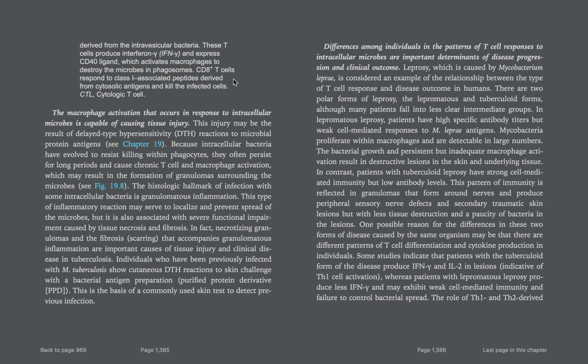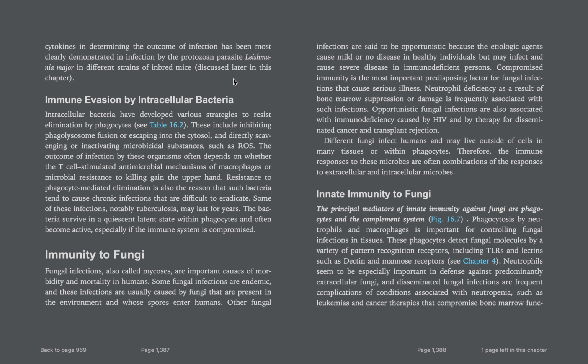The role of T helper 1 and T helper 2 derived cytokines in determining the outcome of infection has been most clearly demonstrated in infection by the protozoan parasite Leishmania major in different strains of inbred mice, discussed later in this chapter.